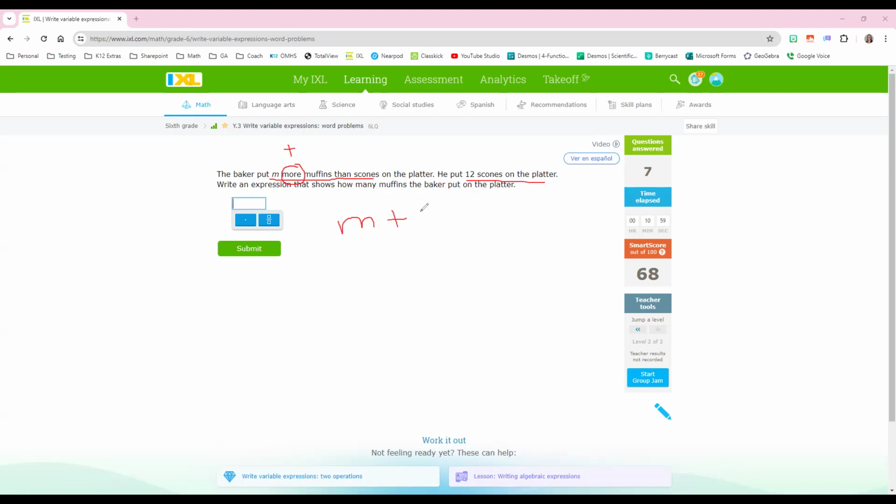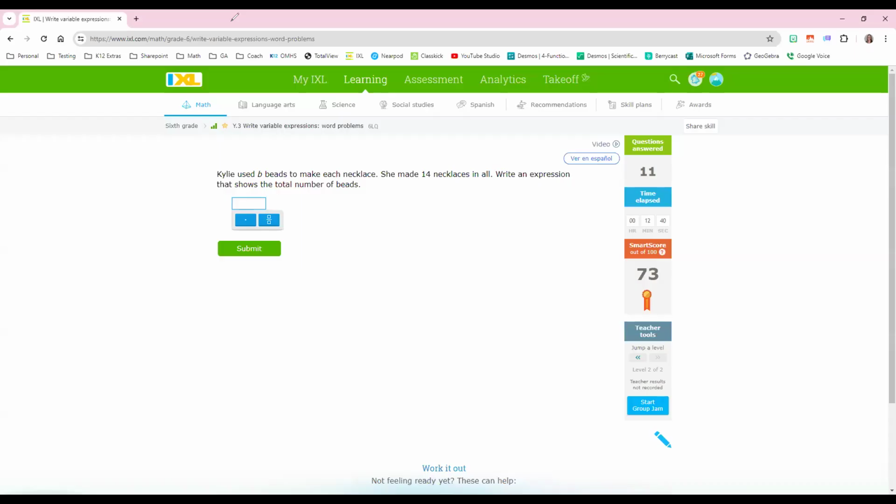So M plus 12 would show us that because it's M more muffins than scones. So it's 12 scones plus however many extra muffins. If we add that together, we would get our total. All right, last question that we'll do together here.